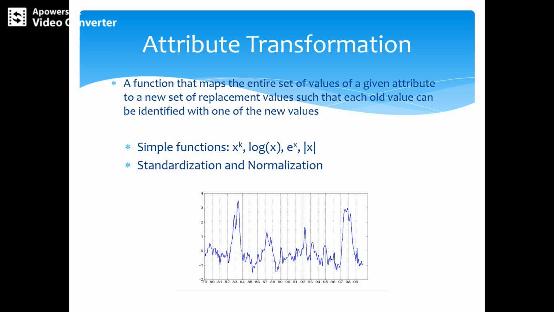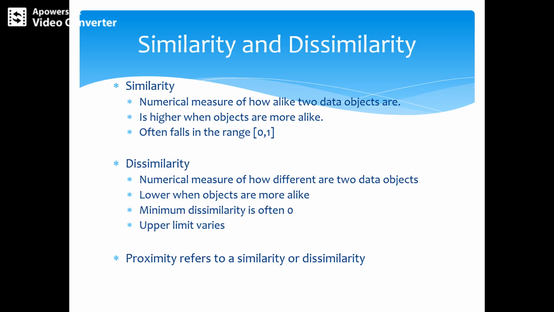So we have discussed all the data pre-processing steps, from aggregation to attribute transformation. In the next slide, we are going to discuss the measures of similarity and dissimilarity between data objects. Now we should discuss similarity and dissimilarity. First, we should see what similarity and dissimilarity are.